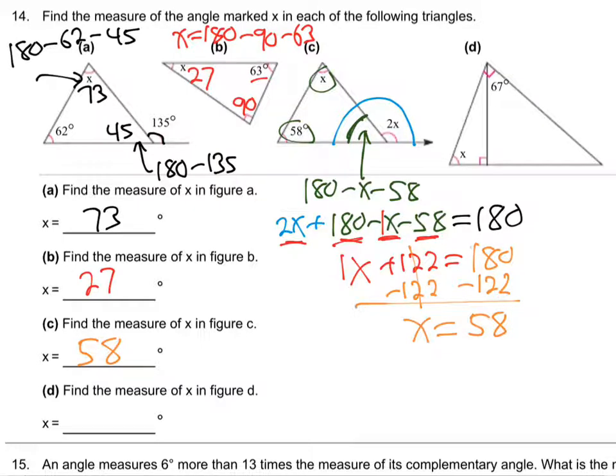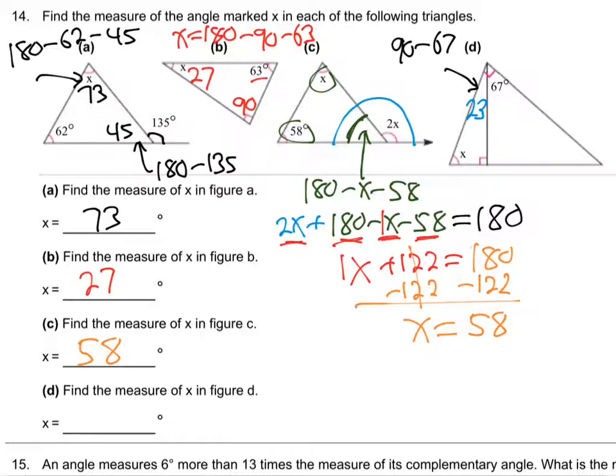All right, how about this part D here? So this is 67 degrees here. And see that right angle there? So this one must be 90 minus 67 because the two together make 90. So what is that one going to be? It's going to be 23 degrees up there.